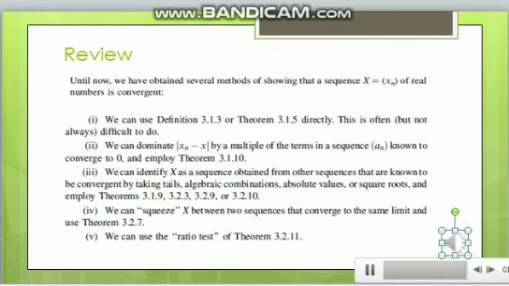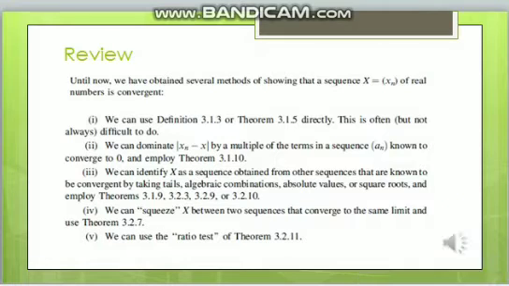The fourth is, we can squeeze X between two sequences that converge to the same limit and use Theorem 3.2.7. The fifth is, we can use the ratio test of Theorem 3.2.11.